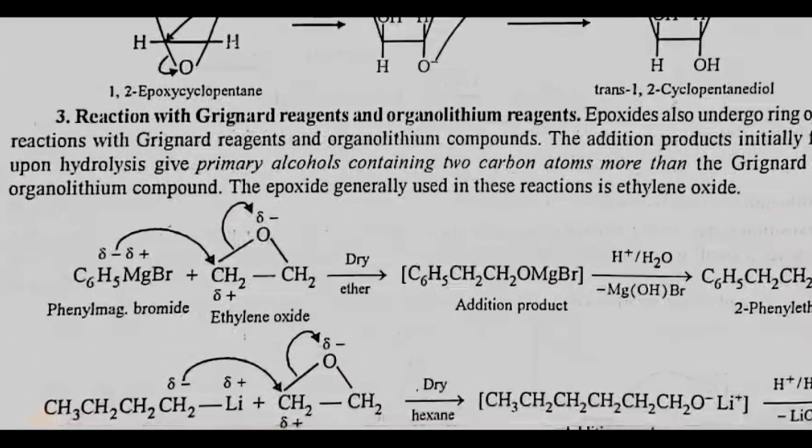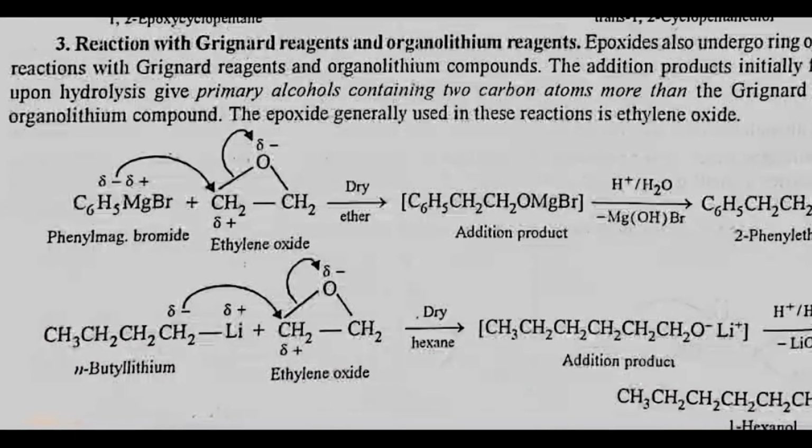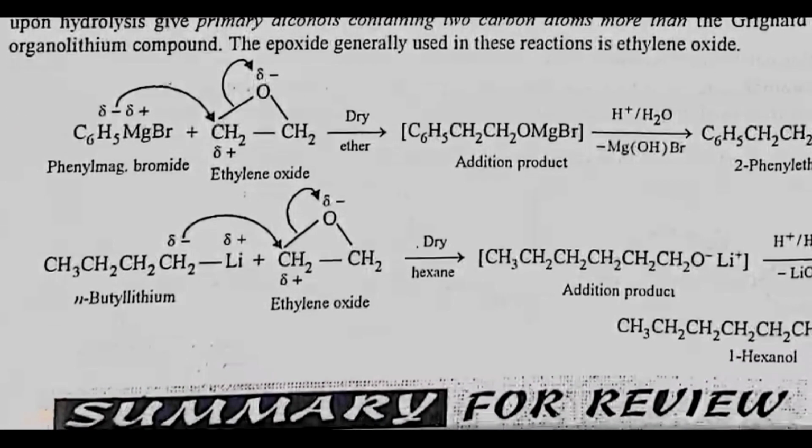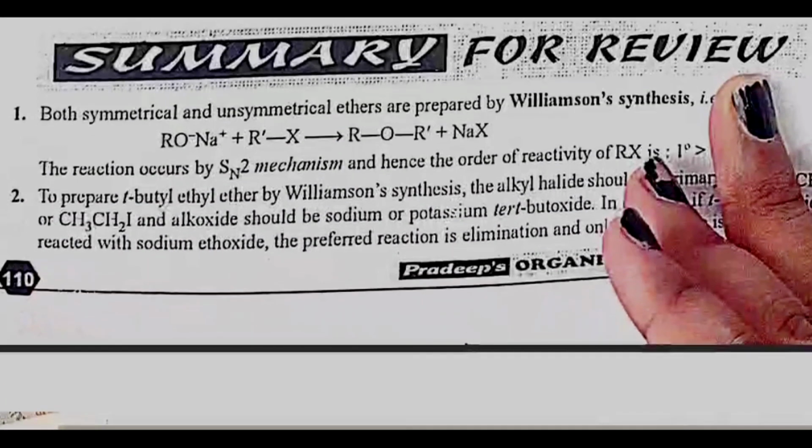3. Reaction with Grignard reagents and organolithium reagents. Epoxides also undergo ring opening reactions with Grignard reagents and organolithium compounds. The addition products initially formed, upon hydrolysis, give primary alcohols containing two carbon atoms more than the Grignard or the organolithium compounds. The epoxide generally used in these reactions is ethylene oxide. Phenyl magnesium bromide plus ethylene oxide in presence of dry ether gives addition product, which with H+ plus H2O gives 2-phenylethanol.